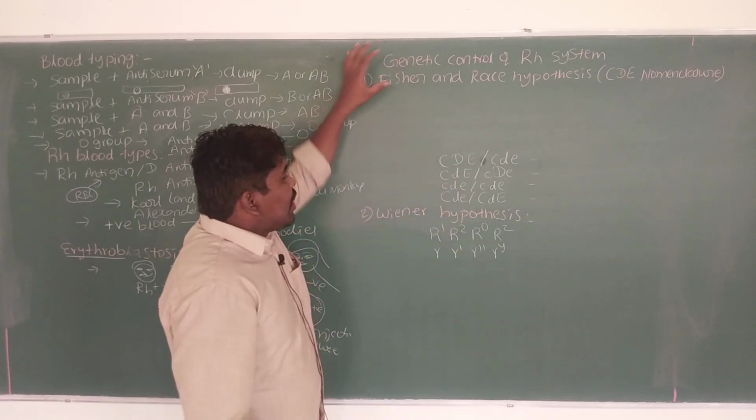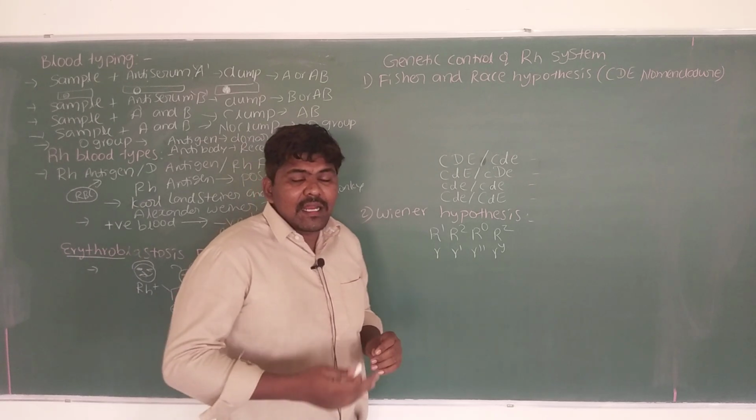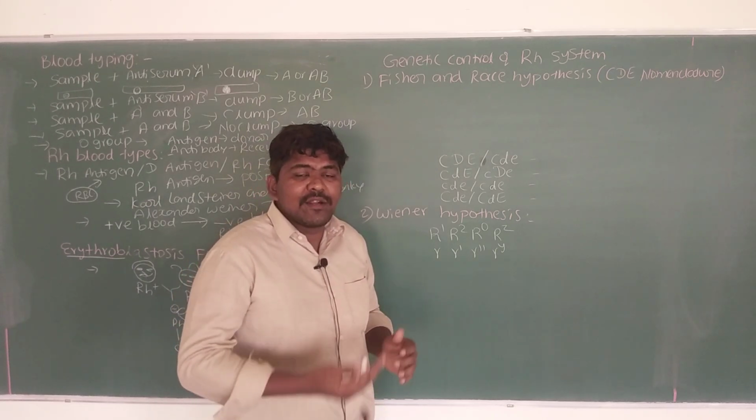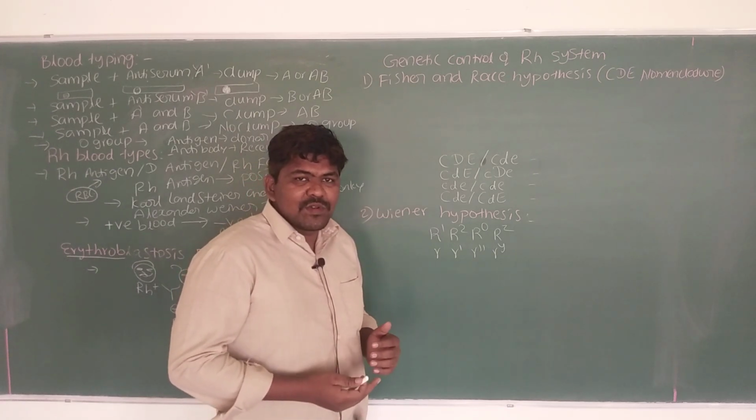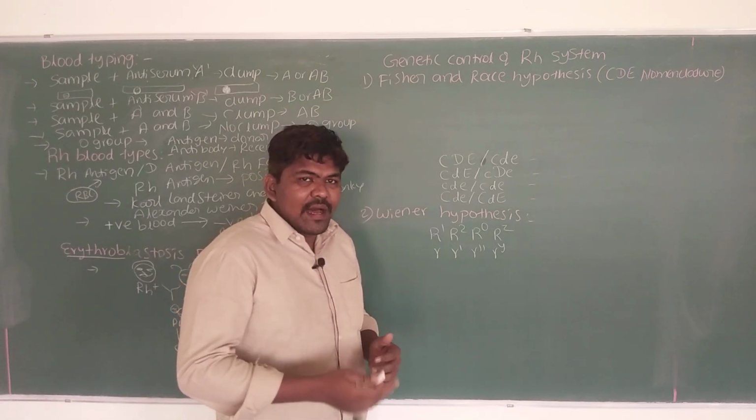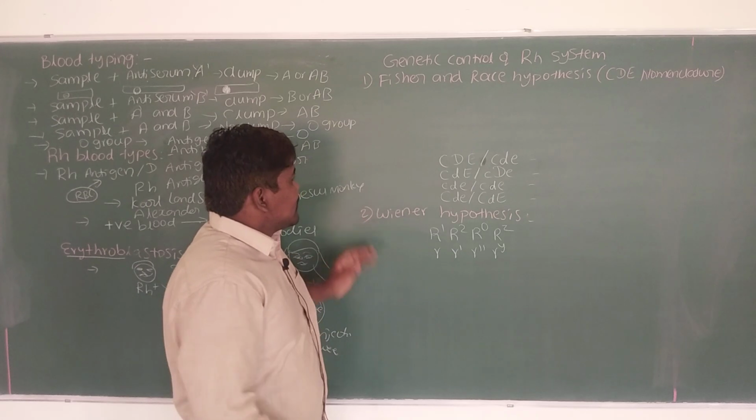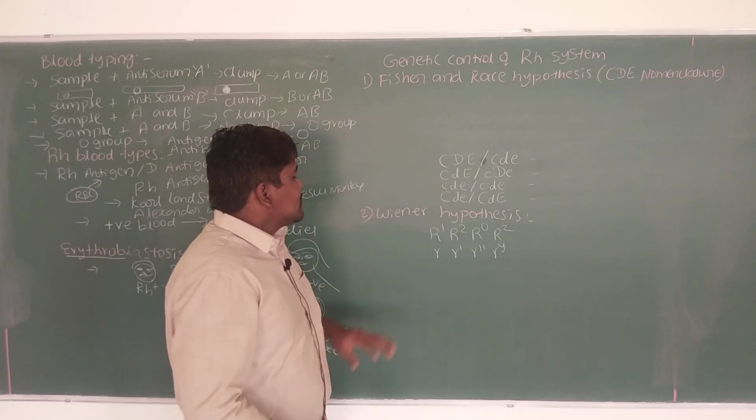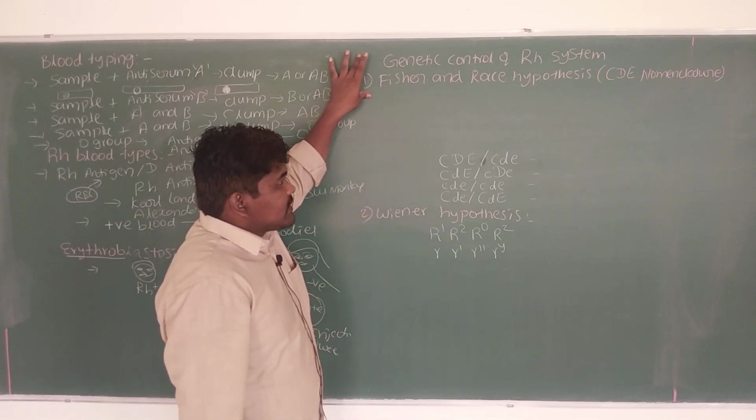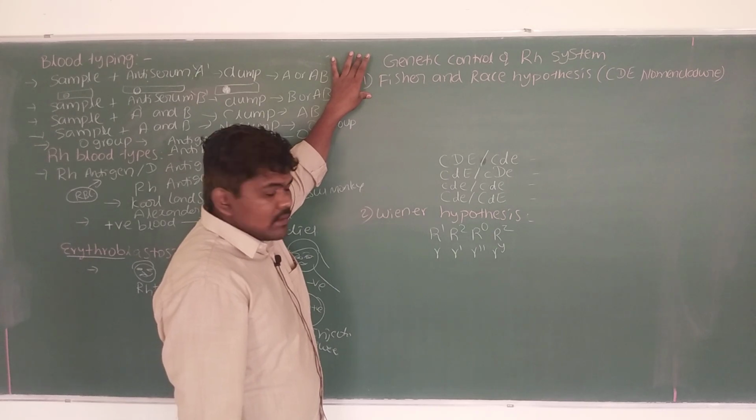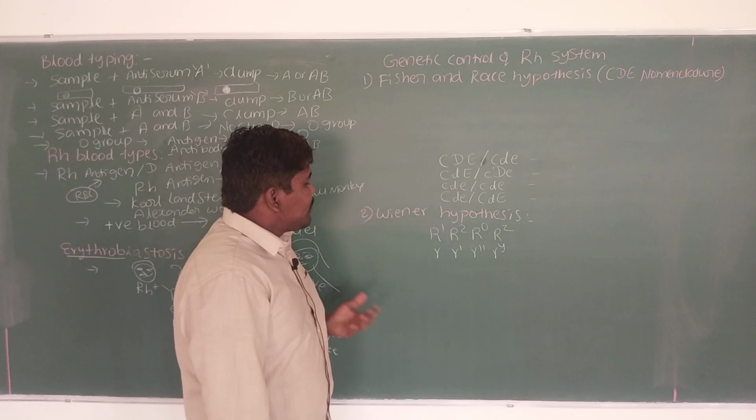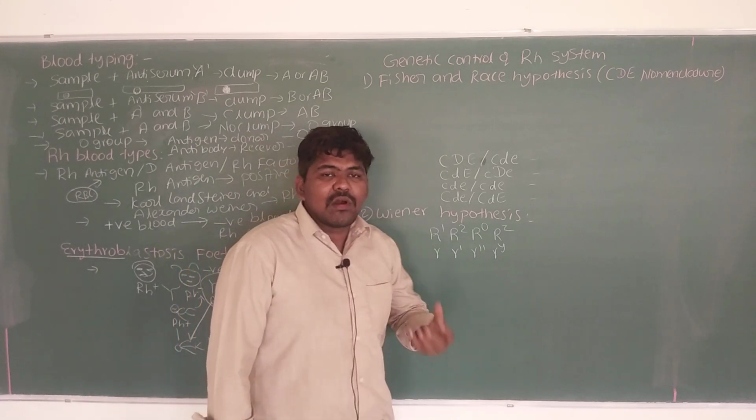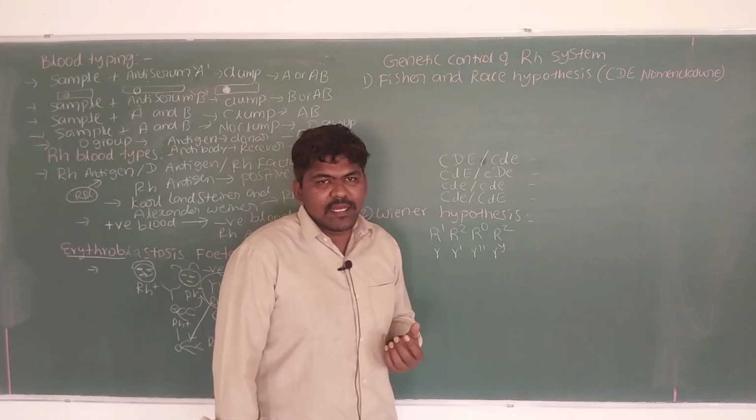Here we see how Rh factor or Rh antigen formation is controlled by genes. What are the alleles responsible for the formation of Rh antigen, that we have to discuss. There are two hypotheses, that are the Fisher and Race hypothesis and the Wiener hypothesis. In these two hypotheses we can know how Rh antigen is controlled by the genes.